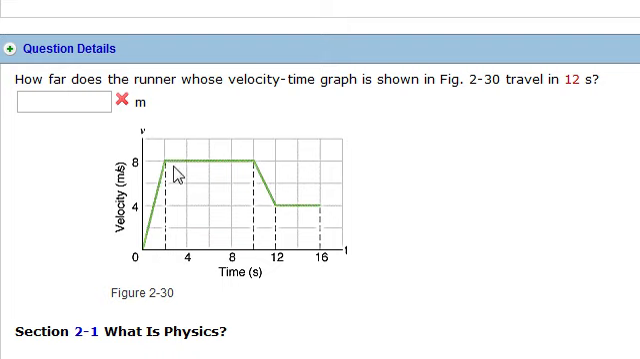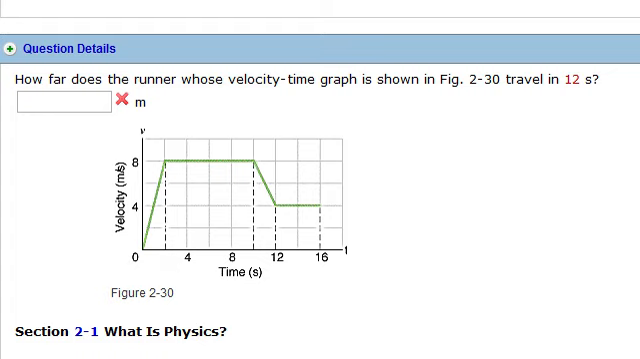You can do trapezoid rule for all these things. You could calculate the area of this triangle and then this rectangle and then do a trapezoid rule here. That's all legit, and I encourage you to do that if you're comfortable with it. In this case, though, it's almost really easier to count squares.